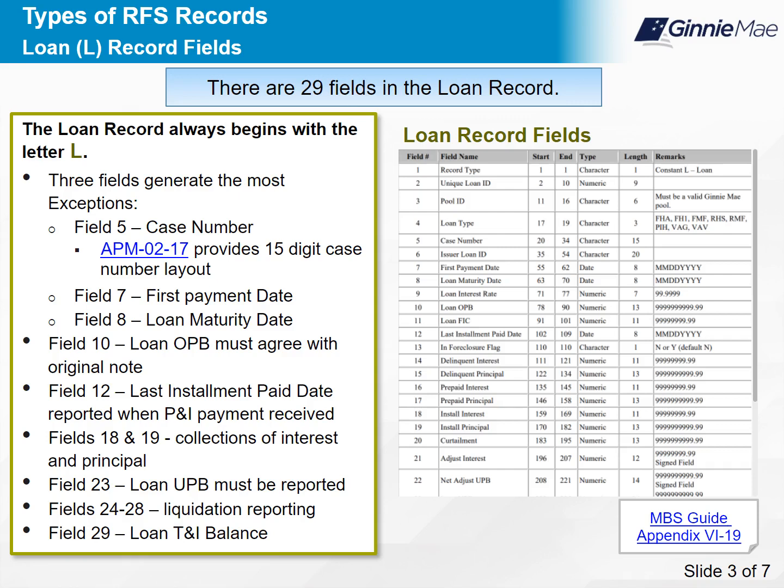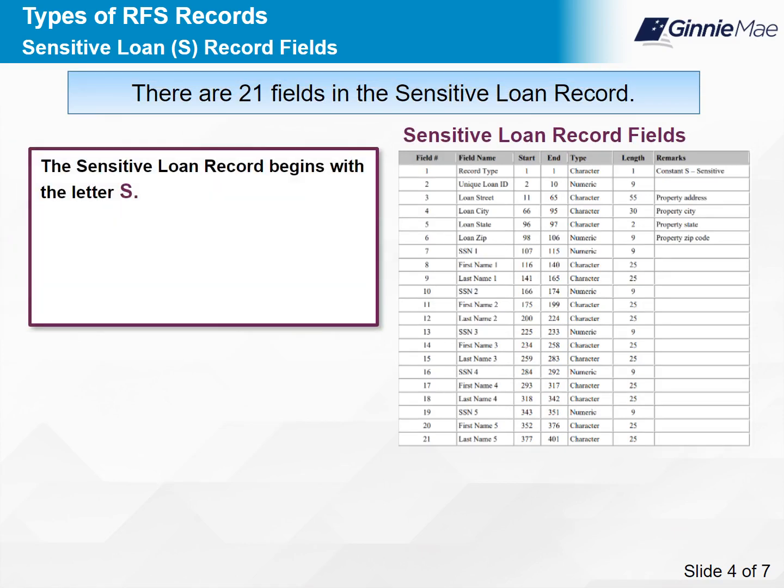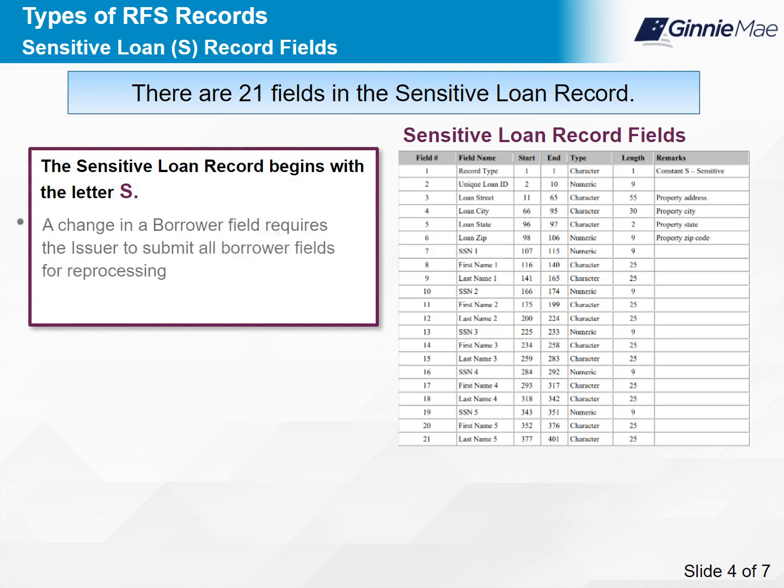Select Next to continue. There are 21 fields in the sensitive loan record. The sensitive loan record begins with the letter S. If there is a change to report in one or more of the 5 borrower fields in the sensitive data record, the issuer should submit all borrower fields for reprocessing, including those for which there are no changes.